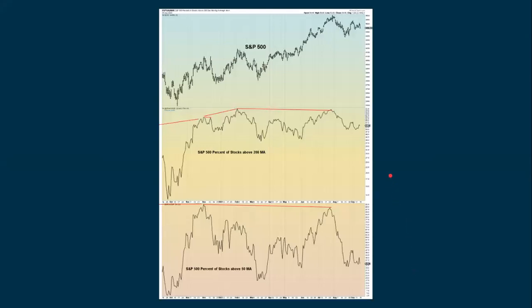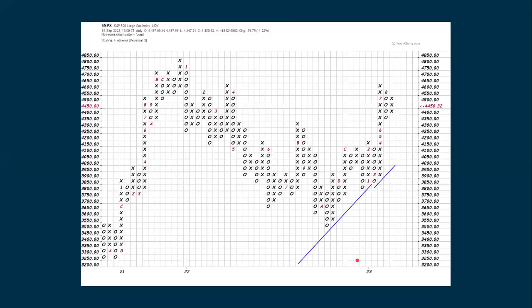We have a 200-period moving average study. This measures all of the stocks that make up the S&P 500. How many of them have their 200-day moving average going up, down, or sideways? We've been chopping more or less sideways here for the recent period. And then below, we have a 50-period moving average study where we've been chopping around in there as well. We didn't get anything updated on the point and figure chart. There's no new X's or O's.